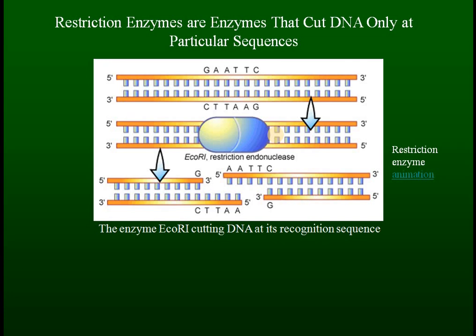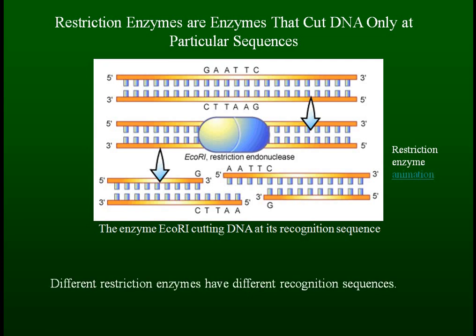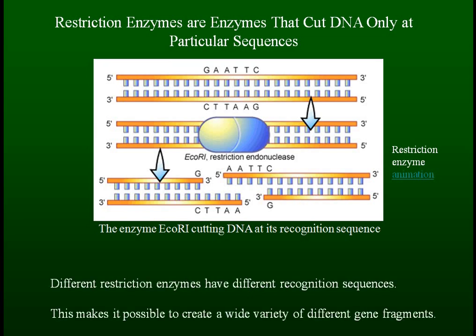the EcoRI restriction enzyme, isolated from E. coli, will cut at this site. You can see in the image, this is the site. If this sequence is present on the DNA, EcoRI will cut the DNA at this place, and the cut DNA will result in this kind of structure, known as blunt ends or sticky ends, so that other DNA can be inserted and fused here. Different restriction enzymes have different recognition sequences. This makes it possible to create a wide variety of different gene fragments.